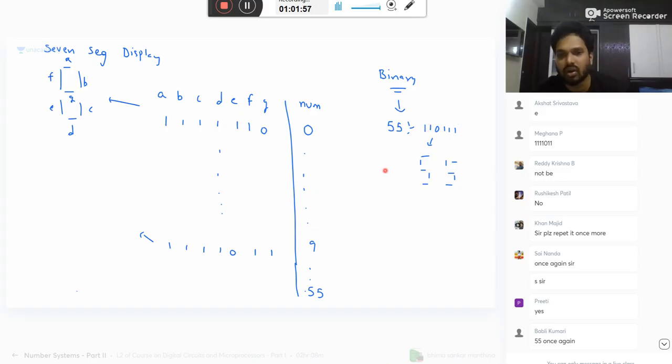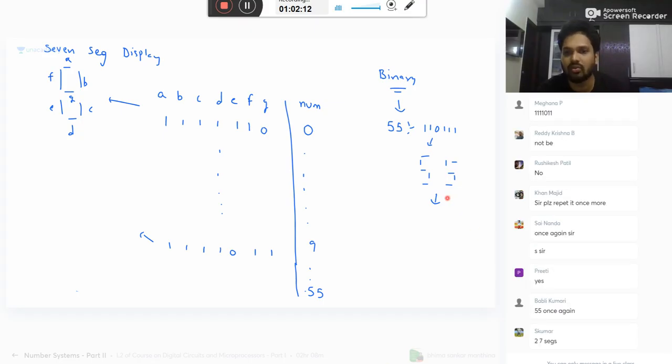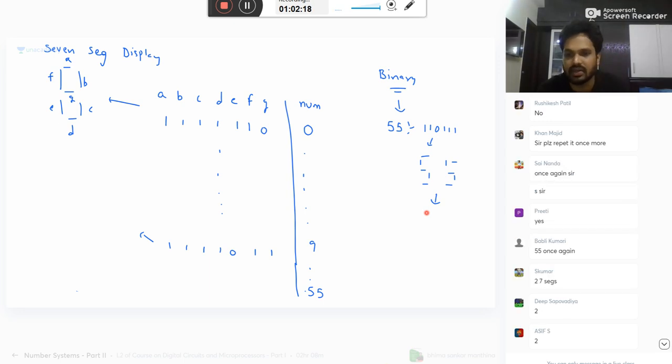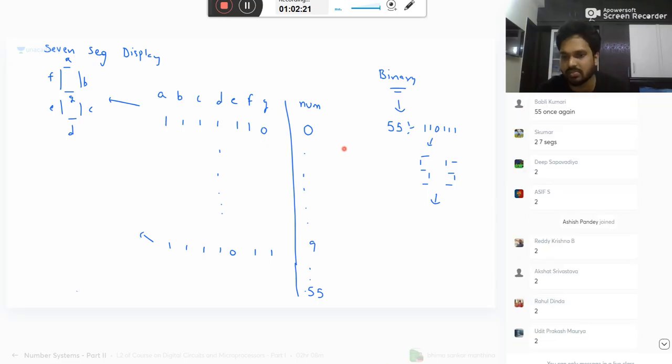So here, what to do? You should have two 7 segment displays. You should give the code like this: 5 for the first, 5 for the other. Similarly, 56, 5 for one, 6 for the other. So here, how many 7 segments are required? Please concentrate. Two 7 segments are required. This we cannot avoid because the display should display it like that.